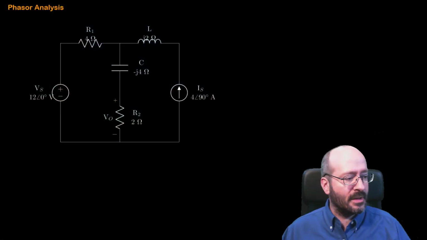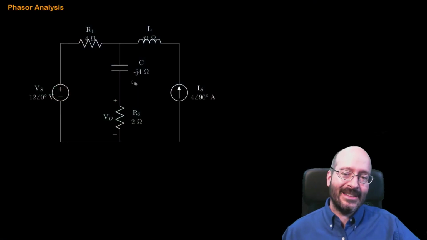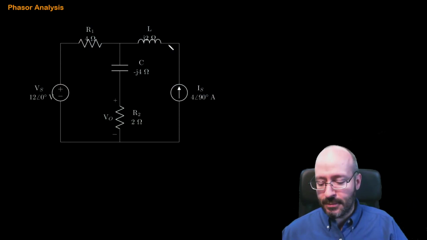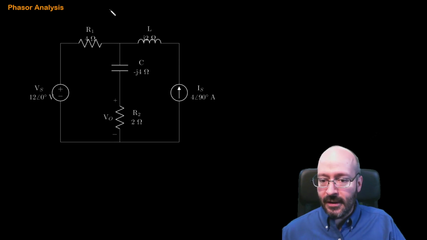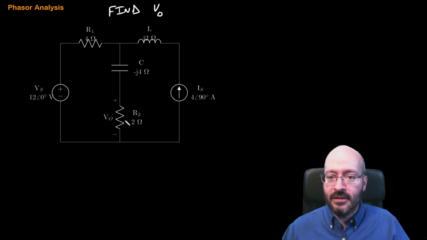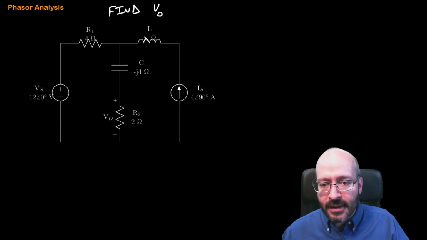You might see this on exams, FE exam, things of that sort, where it's already in the phasor domain. So we're not working from the time domain to the phasor domain. So something like this would simply say find V out. Okay, and we got to go find V out. And hey, there it is. Okay, that's J2.